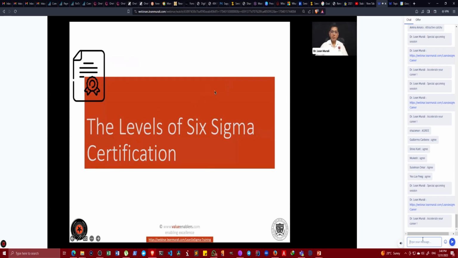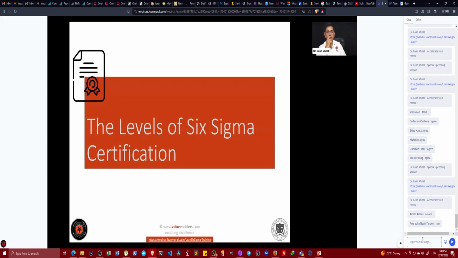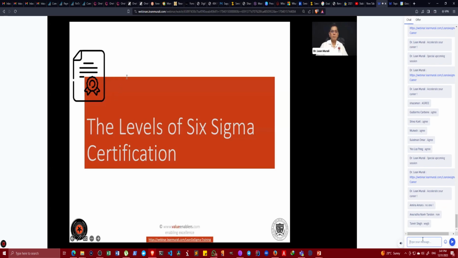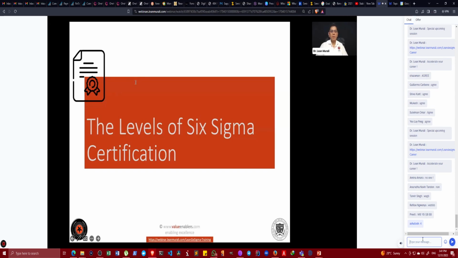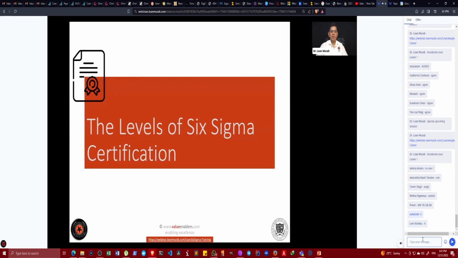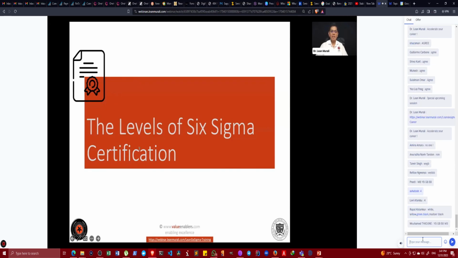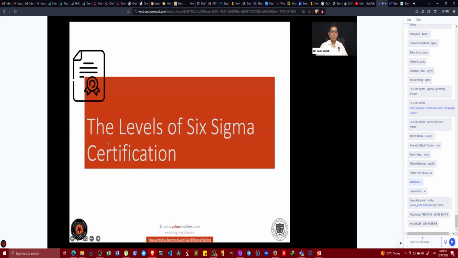The levels of certification. Okay, a common sense question. What are the levels of certification that you know in Six Sigma? Please share in the chat box. Let me see. I'll start with whatever that you know. What are the levels of certification? Okay, you have black belt, white belt, yellow belt. No more white belt. Great. So I'll go deeper into each and every one of that. Okay. Super.